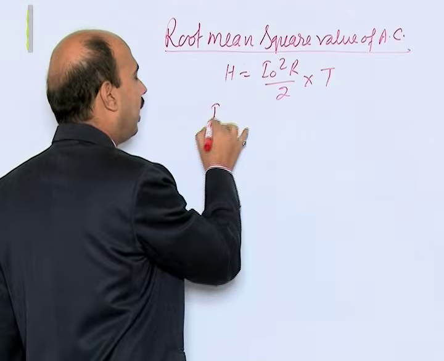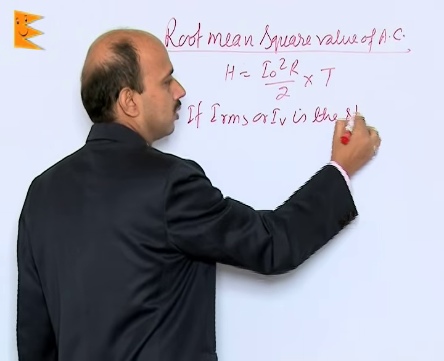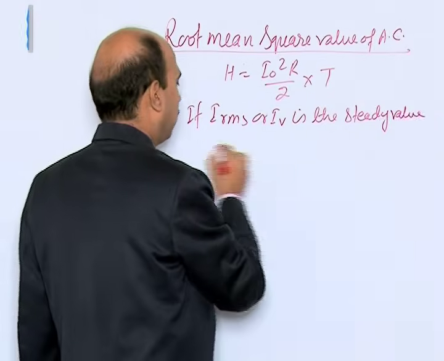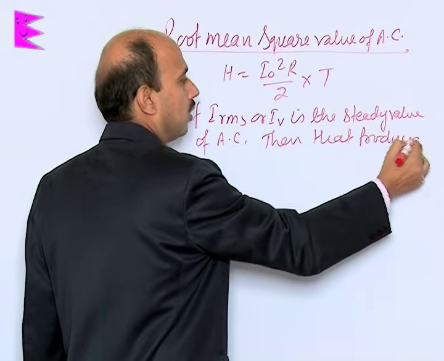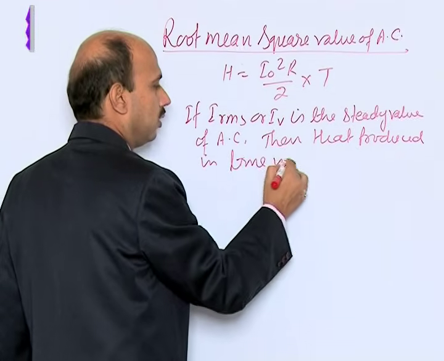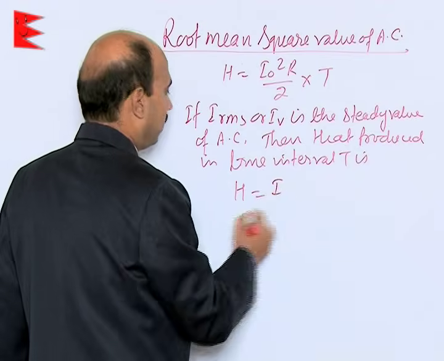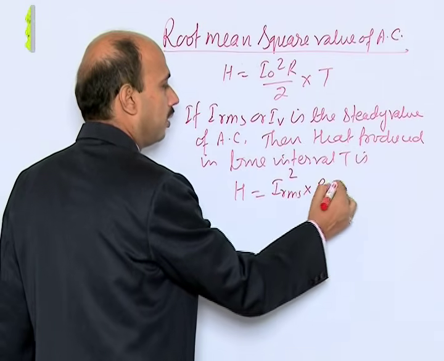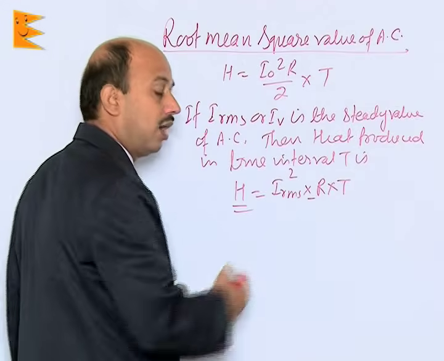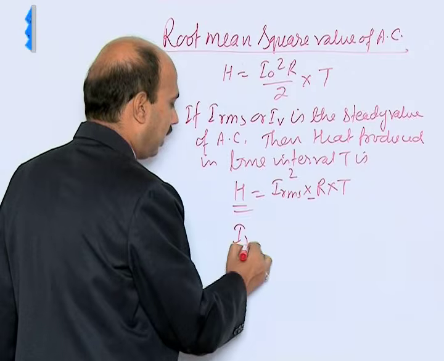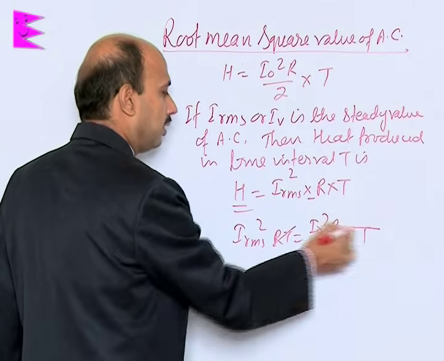Now, if I RMS is the steady value of current, then the heat produced in time interval T is H is equal to I RMS square into R into T. So this is the heat produced by a steady value of current in time interval T when it is passed through the resistance R. You can equate these two, you will get I RMS square RT is equal to I naught square R by 2 into T. So R and T get cancelled.